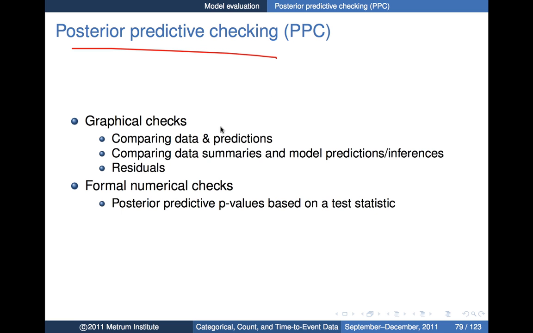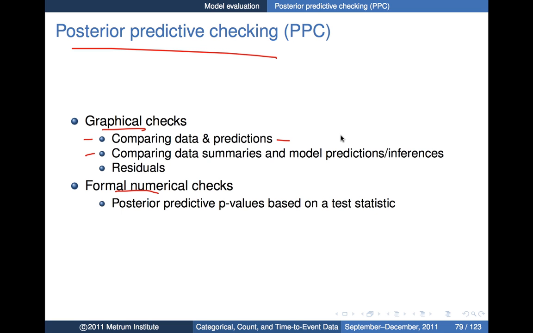And that we can at least somewhat loosely break up into two categories here: graphical checks and more formal numerical checks. I'd say the bulk of the methodologies I would use would fall under the graphical checking heading here. So one category under there would be comparing your observed data to model predictions of data and assessing whether they're in some sense comparable. In other cases, you may want to compare some summaries of your data to model predicted values of those same kinds of summaries.